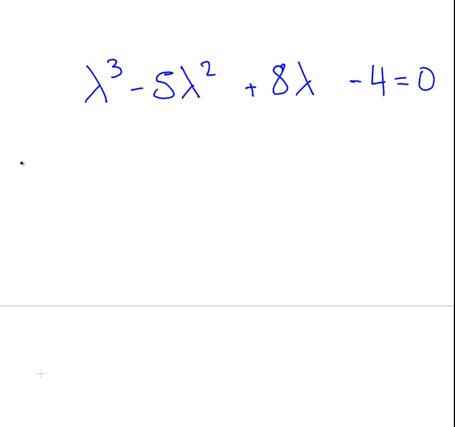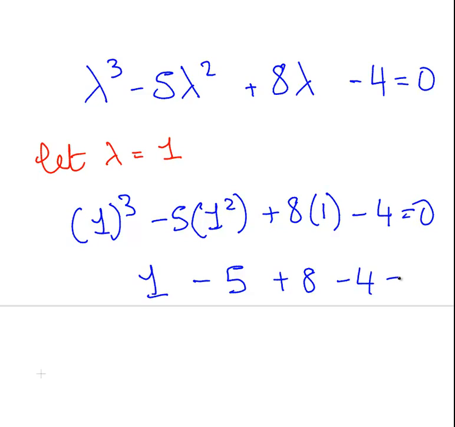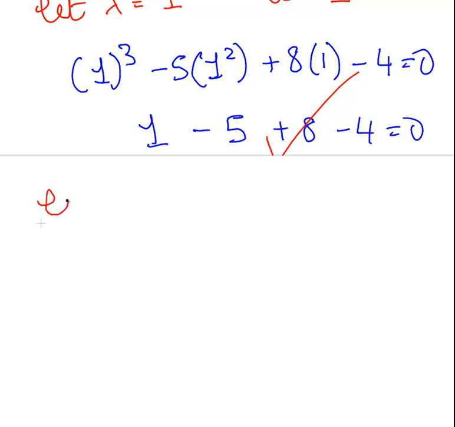Okay. Let lambda equal 1. What will we get? 1 cubed minus 5 times 1 squared plus 8 times 1 minus 4 is equal to 0. That is 1 minus 5 plus 8 minus 4 is equal to 0. Yeah, that works out. So we've actually found one of our values. We'll call that one a. So a is going to be 1. Okay, so let's try out another one.